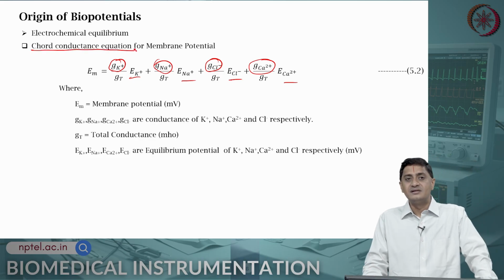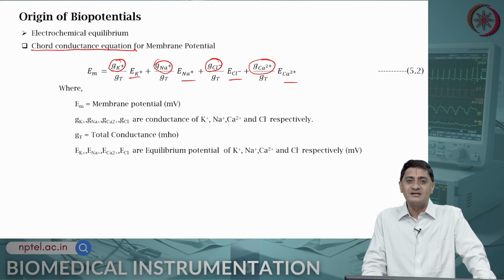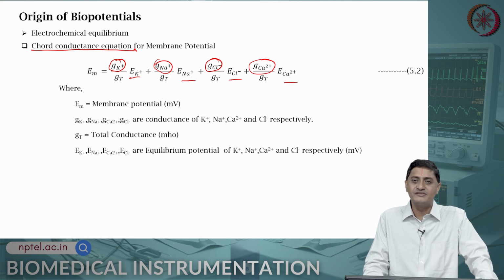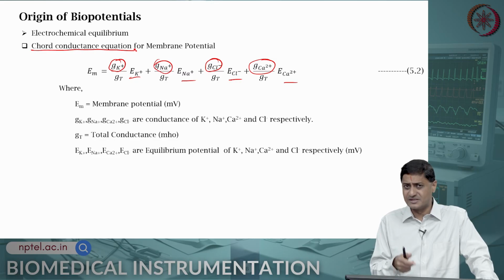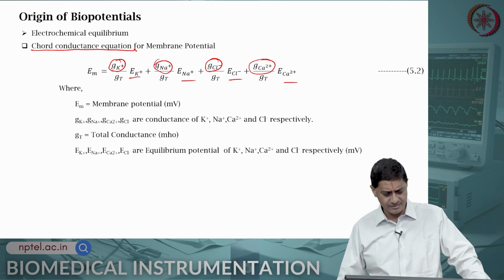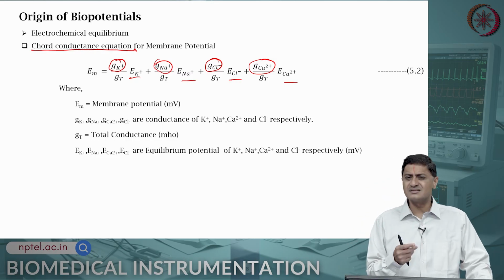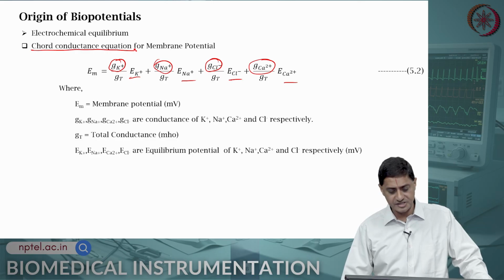This equation is called the chord conductance equation. Okay. It essentially describes the membrane potential as a function of the equilibrium potentials and the relative conductances of the ions. Okay. And we could compute this for ideal cases and simple cases. I have done that in my other courses. Please do check that. This again is a little bit outside the scope of this course, but do check for your own knowledge and understanding.